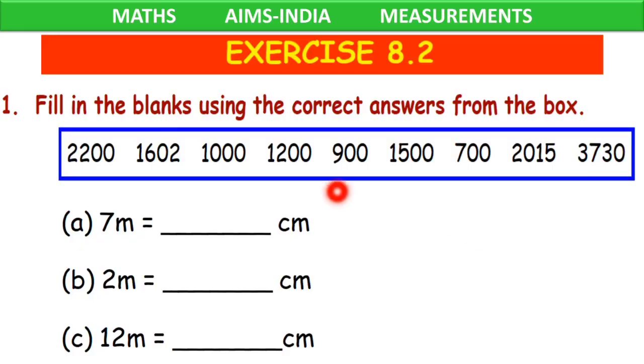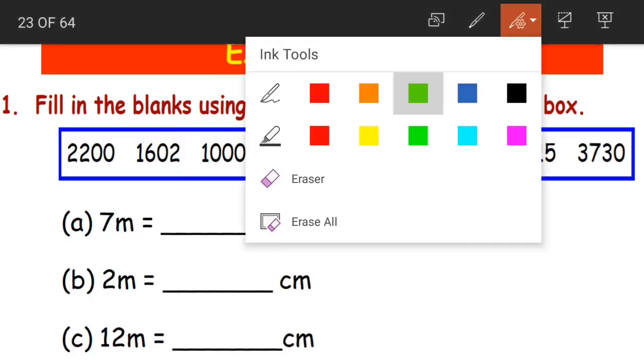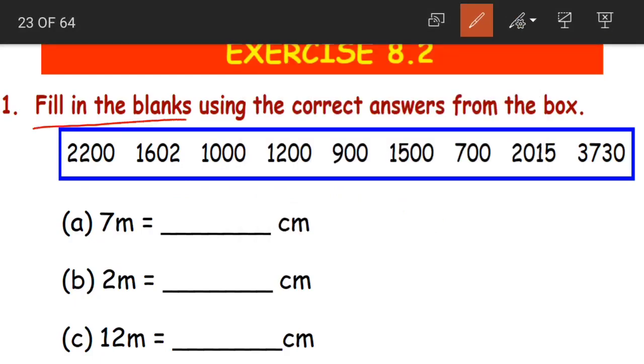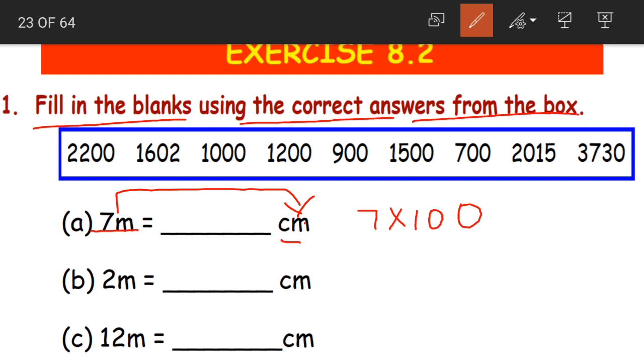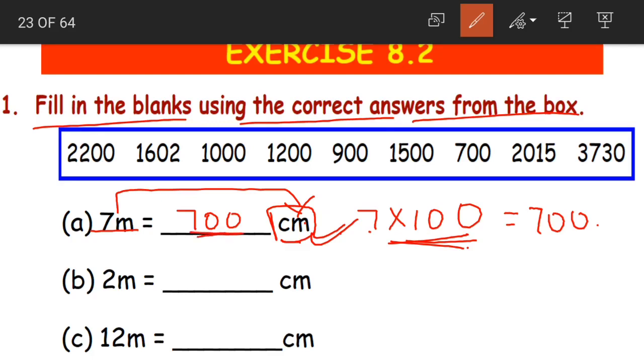We are having a few more exercise problems here. What should we do? We should fill in the blanks using the correct answers from the box. Yes, the first one is 7 meters is equal to how many centimeters? 7 into 100. Conversion of meters into centimeters. That means we need to multiply by 100. 7 into 100 is equal to 700 and the unit centimeters is already given. So I am just writing the number 700 centimeters.